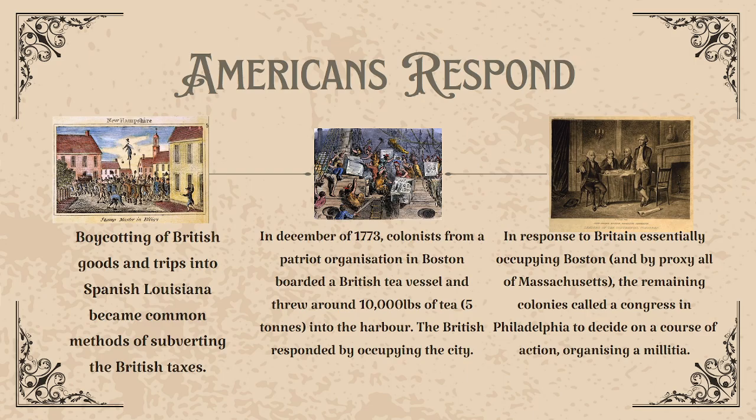One tax that was not lifted, however, was the tax on tea. And notably, in December 1773, as a way to protest this tax, a group of colonists from a so-called patriot organization in Boston boarded a British tea vessel and threw 10,000 pounds of tea, or about 5 tons, into the harbour.